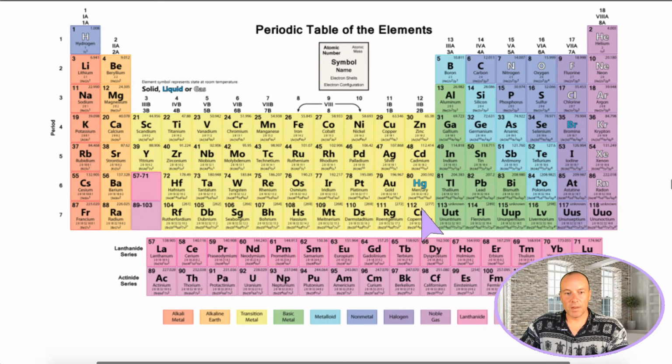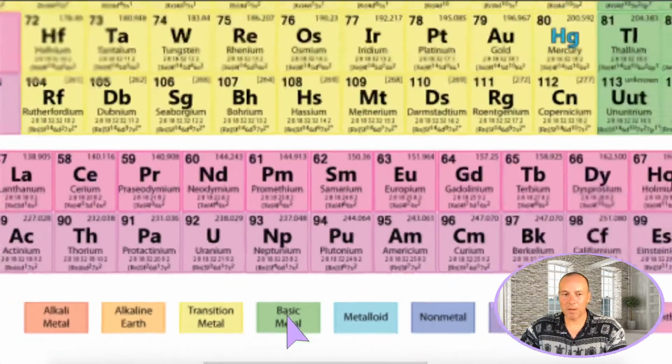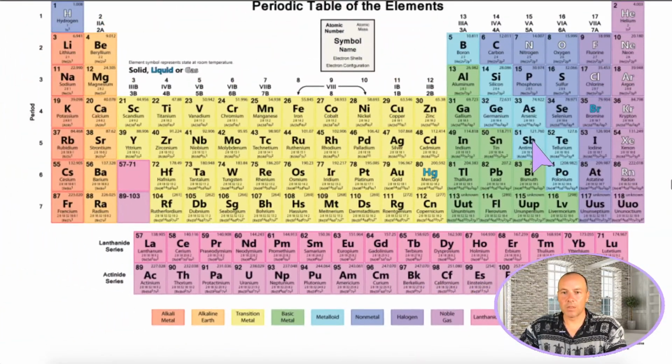The yellow ones in here, these are the transition metals, as we've already seen on the last table. And these green ones, these are called the basic metals. Okay, I didn't know that. So those are called basic metals. Tin, lead, gallium, aluminum, basic metals. The blue ones right here, those are the metalloids. Remember, the metalloids have properties between metal and nonmetal.